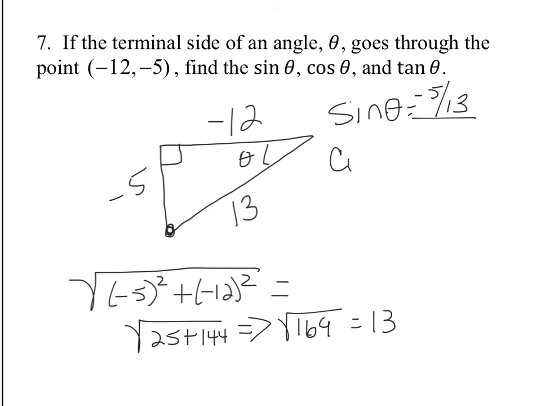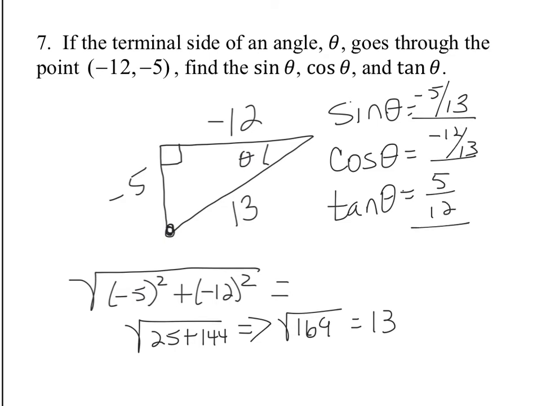The cosine of theta is going to be adjacent over hypotenuse. So adjacent is -12 over 13. And then tangent is opposite over adjacent. So side opposite is negative 5 over adjacent, which is negative 12. So that would be 5/12. That makes it positive. A negative divided by a negative is a positive. And that's it.